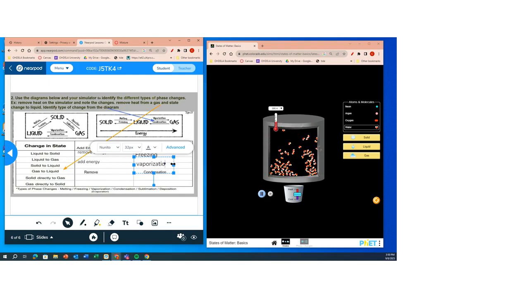All right, so you should be able to fill out the rest of those. So you put in remove or add energy. Use this simulation. That was the first simulation. And finish those out.